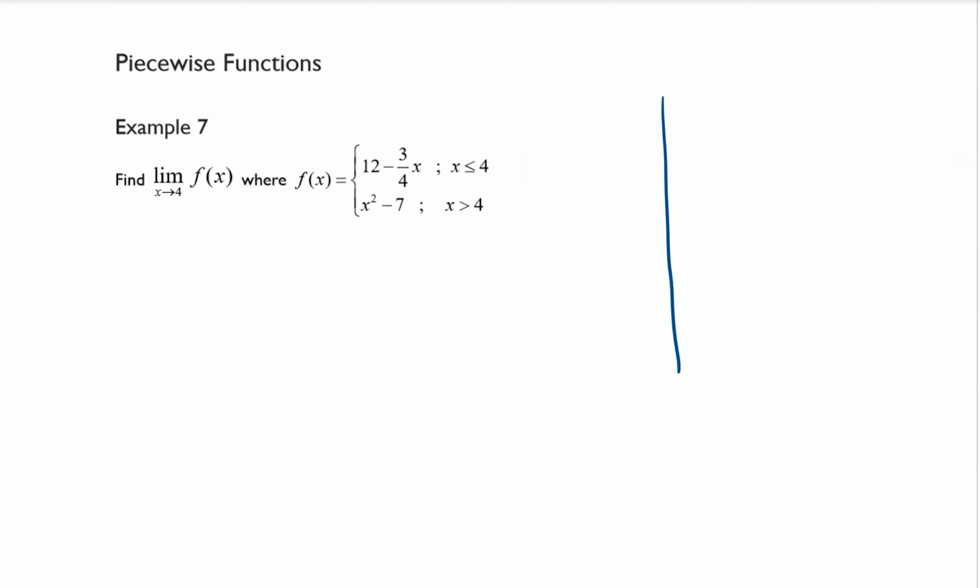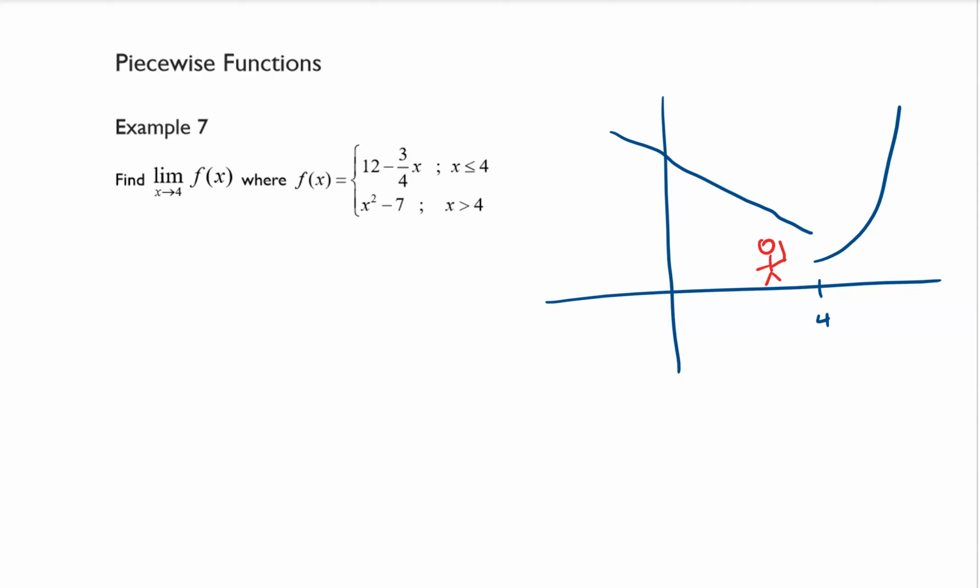And just a really rough sketch. Here's x equals 4. This is a linear function with a negative slope, so maybe that looks something like this. And this is a quadratic function, so it's going to be a parabola, and that's going to look something maybe like that. Our goal is to figure out, is the limit from the right-hand side and the left-hand side the same? So are these approaching the same value? I'm not sure, but we could figure that out algebraically.